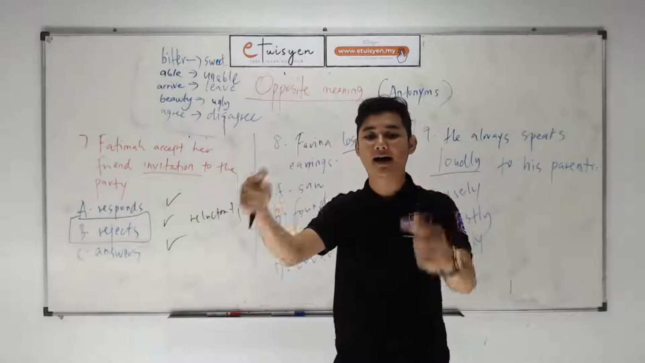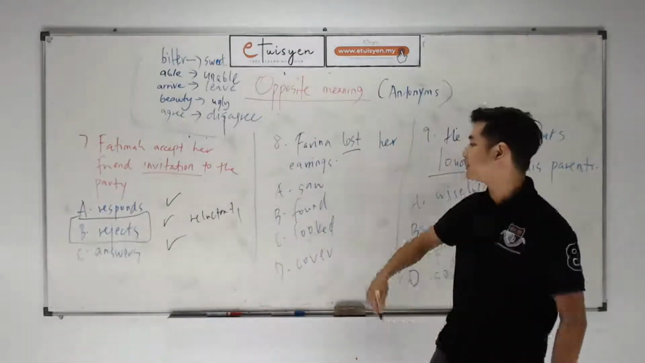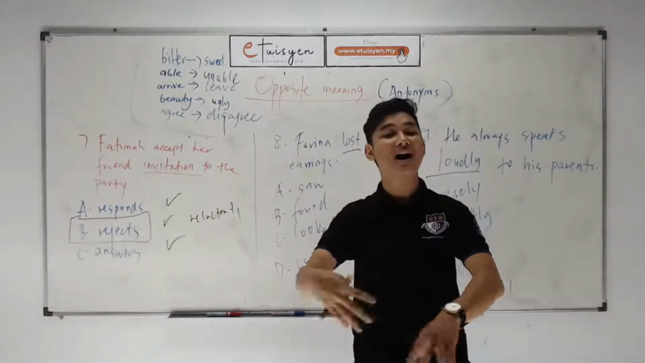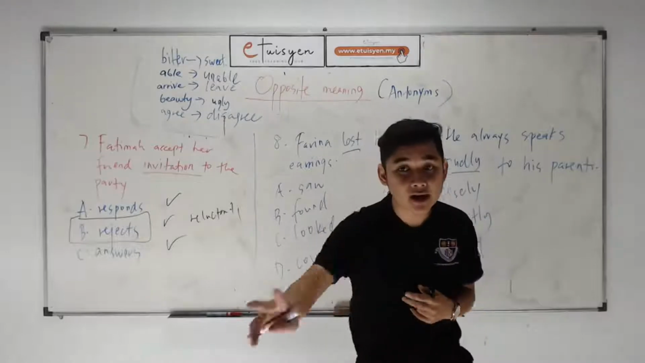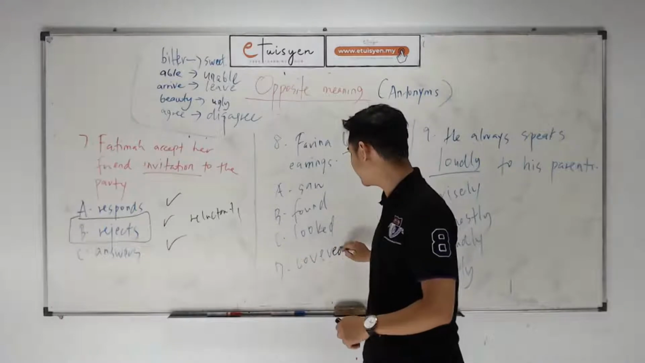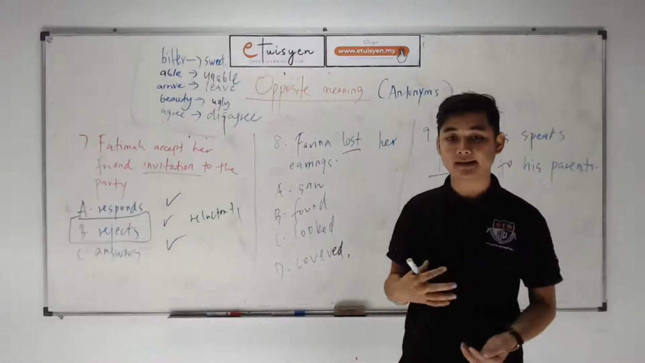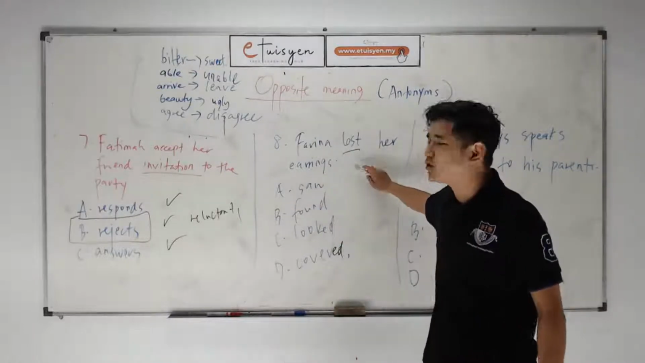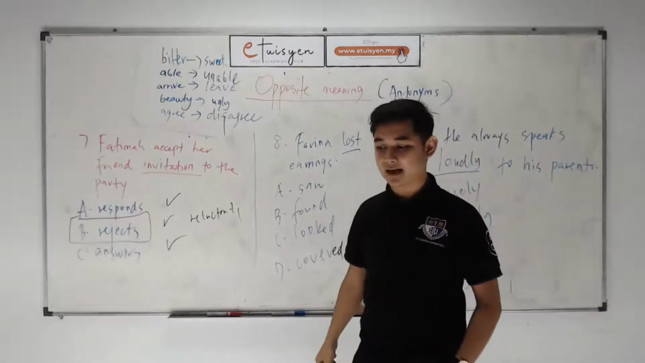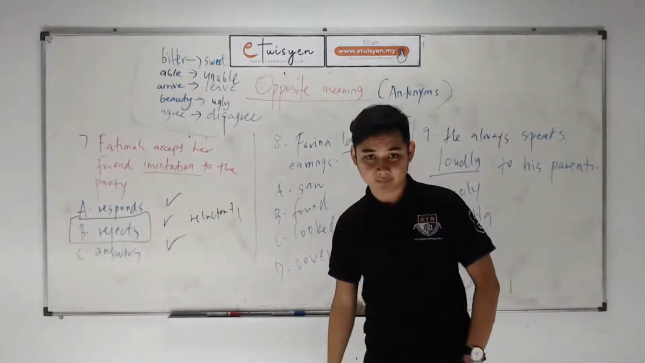Earring, subang. So dia kehilangan subang dia, right? Opposite meaning become A, saw. B, found. C, look. D, cover. What is your answer? Number 8. We have A, B, C, D. Opposite meaning for loss. Perkataan yang berlawanan untuk hilang. What is your answer? A, B, C, D.